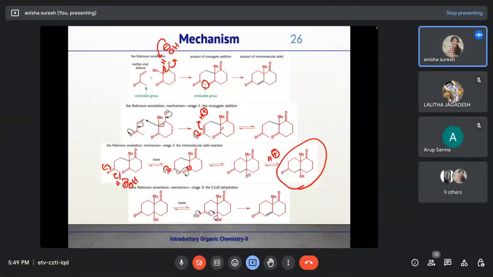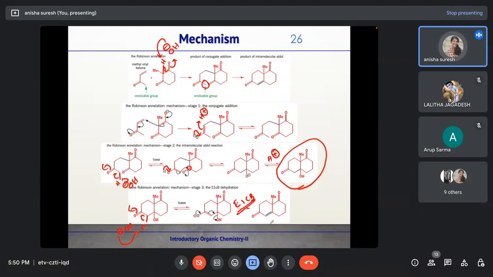Now this final step is E1CB dehydration, or the condensation reaction. For that, again base will be present, enolate will be forming, and once it comes back, this OH minus will be removed, giving rise to this alpha beta unsaturated ketone. This reaction which is taking place here is known as the E1CB reaction, and it will give the final product.